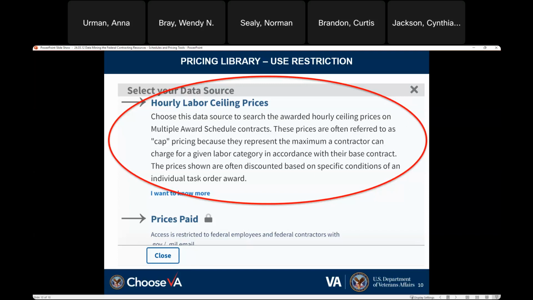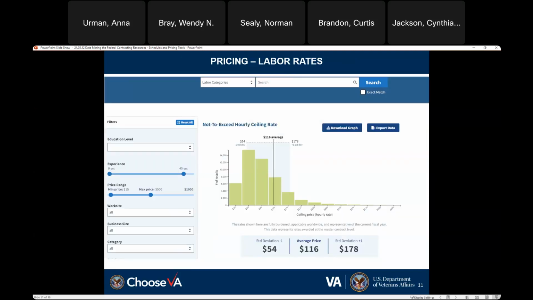So those are rates that we'll be able to look at, and this is a screenshot that will include several different categories and filters. So for example, you'll be able to search for a ceiling price based on an education level, number of years of experience, whether it's on contractors or government site, as well as from small business or not a small business. These are not a substitute for your own analysis of what your rates should be, but it will certainly give you a baseline for comparison.